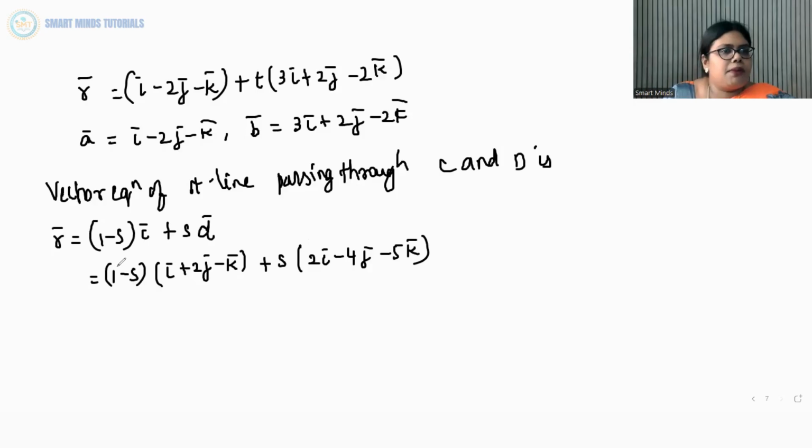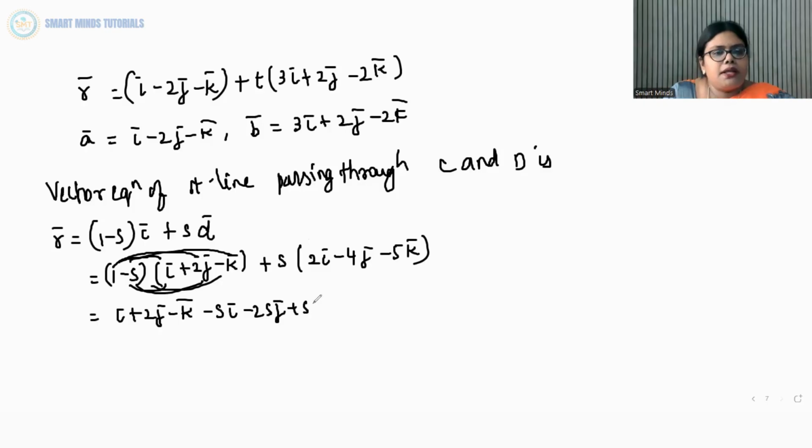Now let us multiply the same way. 1 if you multiply with the whole bracket, you will get the whole bracket again. So I bar plus 2J bar minus K bar. Now minus S you multiply with all the three. Minus SI bar minus 2SJ bar plus SK bar. Now this S you multiply with these three. 2SI bar minus 4SJ bar minus 5SK bar.